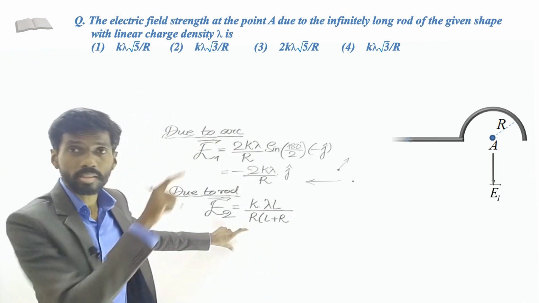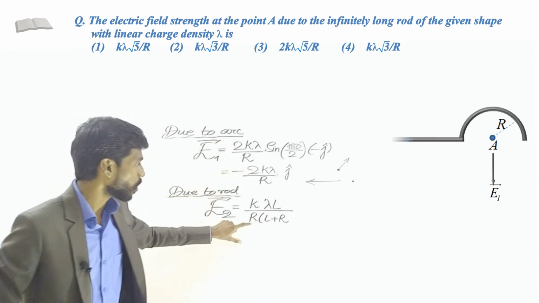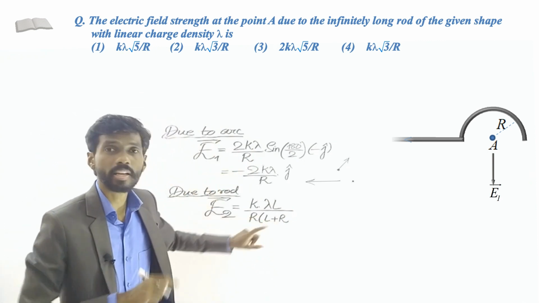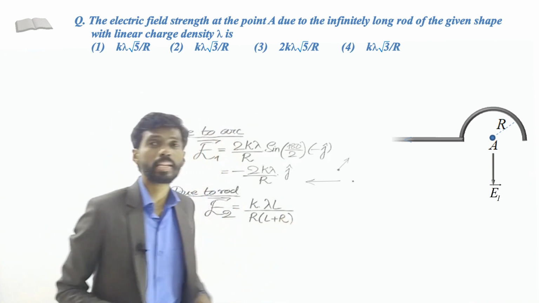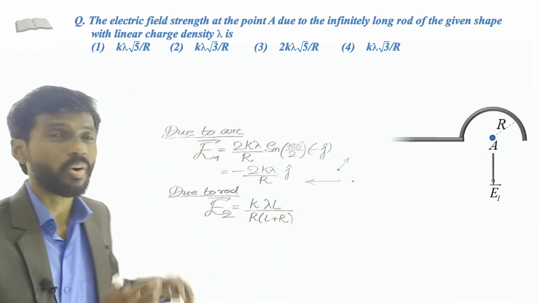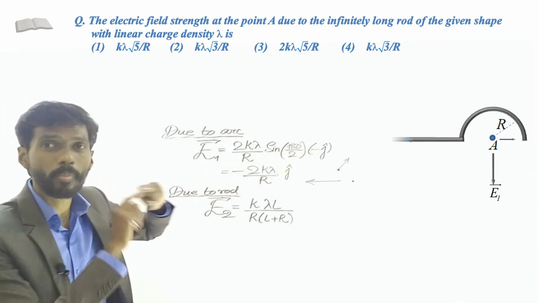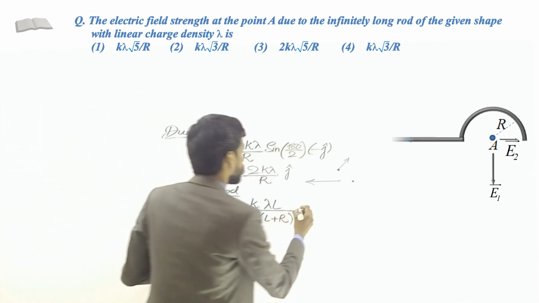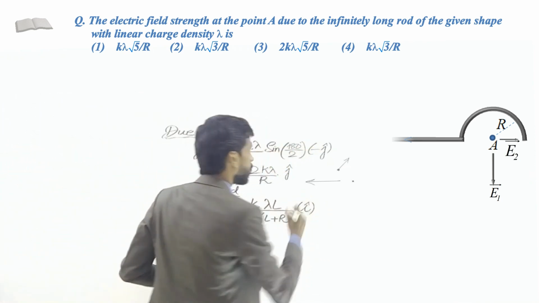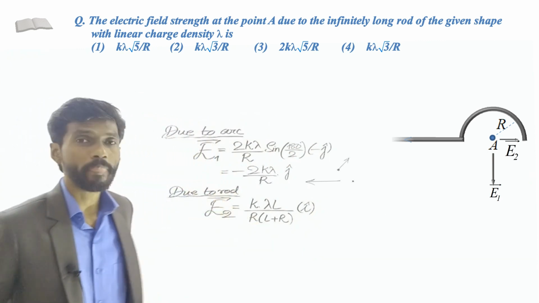So this R is the distance. Okay, the closest distance is R. So that's the radius. So R, L plus R. That's all. This is the magnitude of the electric field. But now we need the direction also. Obviously the direction is in the forward direction, right? So positive x-axis. So this is just I cap, the unit vector along x-axis. That is I cap.